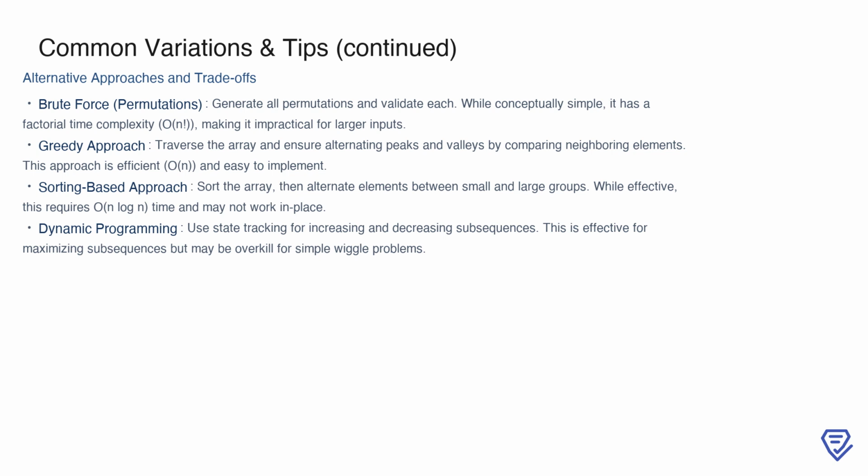Another option is a sorting-based approach, where the array is sorted first, and elements are alternated between smaller and larger groups. While this can work effectively, it requires O(n log n) time and may not meet in-place requirements if those are specified. Lastly, dynamic programming can be applied by tracking increasing and decreasing subsequences, which is particularly useful for maximizing subsequences. However, for simpler wiggle problems, dynamic programming is often more complex than necessary. Understanding these trade-offs can help you select the most appropriate solution for the problem at hand.